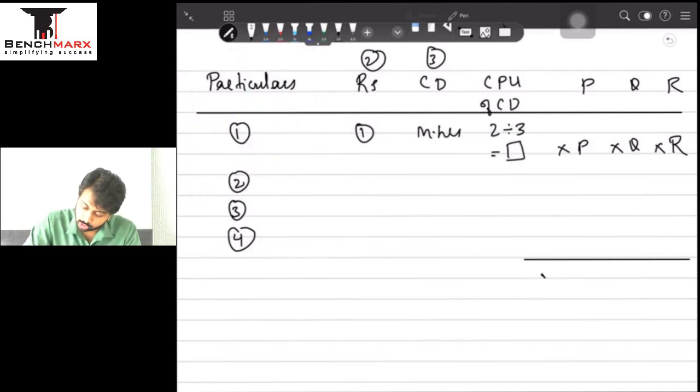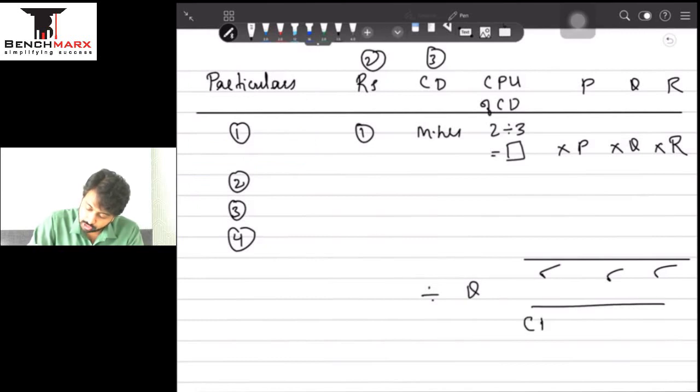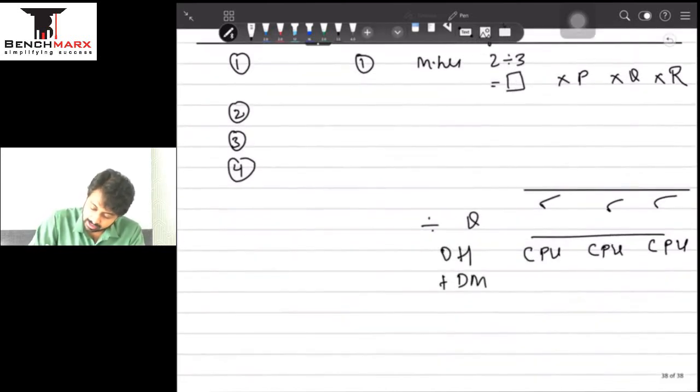Total overheads, total overheads, total overheads. Divide this cost by the quantity and I will get the cost per unit. But this cost is only of overheads. I will then add DM. I will then add DL. And finally, I will get the total cost per unit.